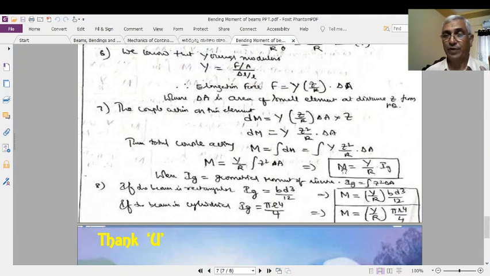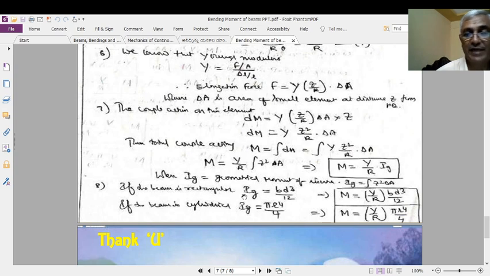Therefore, M, the total couple, is equal to Y by R into the integral of Z square delta A, which is specifically replaced with the term Ig, where Ig is the geometrical moment of inertia. Geometrical means the shape-represented moment of inertia. Therefore, the integral of Z square delta A is replaced with the term Ig, the geometrical moment of inertia.